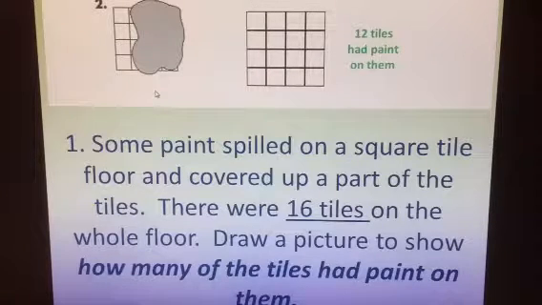Well, some people told me they just subtracted to solve. They said 16 total. I see 4 do not have paint. I know 16 minus 4 will give me my answer. Tell me how many did have paint. 12 tiles had paint on them, and this is how your drawing would look. 4 by 4.